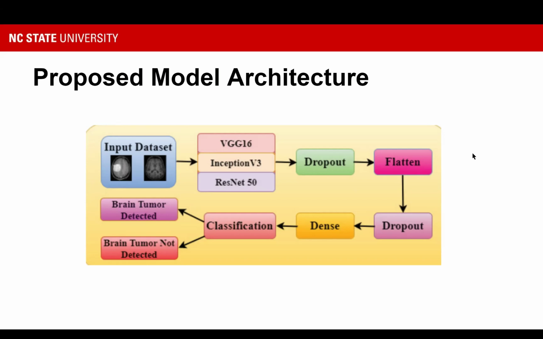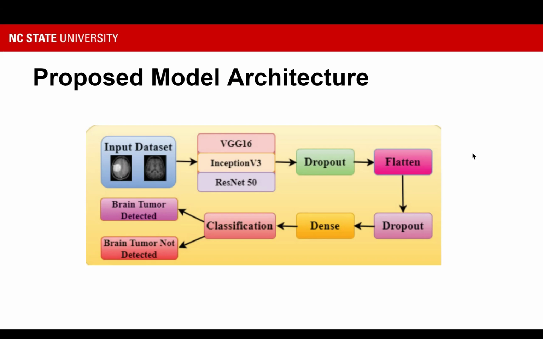Coming on to ResNet 50, it stands for Residual Network, which is a deep CNN architecture. It's 50 layers deep, and the network accepts images with a resolution of 224 by 224. Next, we come to dropout, which is a regularization technique where randomly selected neurons are ignored during training to prevent overfitting. When we flatten, we are flattening the multidimensional output to a 1D array to be used in the next layer, that is the dense layer.